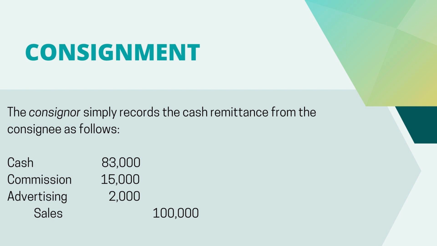The consignor will simply record the cash remittance by recording a debit to cash amounting to 83,000, a commission of 15,000, which is an expense, no? It's a selling expense, and advertising, likewise, is a selling expense amounting to 2,000, and recognize now the sales.